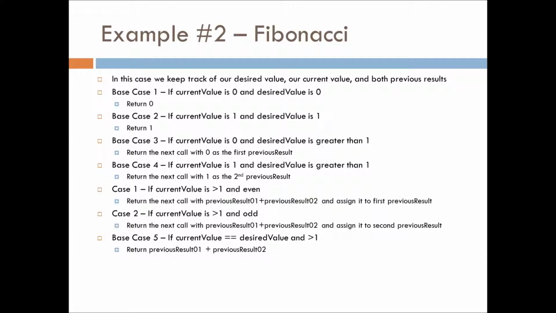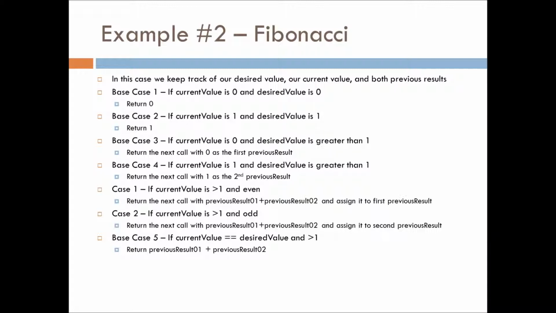If current value is greater than 1 and it's even, you add the current value that is even. You're going to return the next function call with your first previous result being your current previous result number 1, and the second previous result that's currently recorded. So let's say for 2, it's going to be 0 plus 1, because 0 is in your first previous result spot and 1's in the second. And it's going to rewrite the first previous result to be 1.